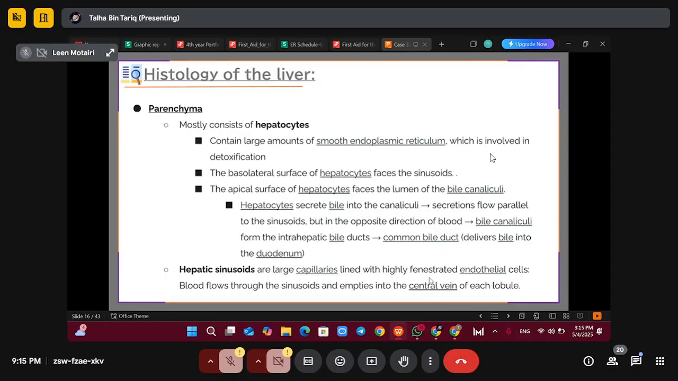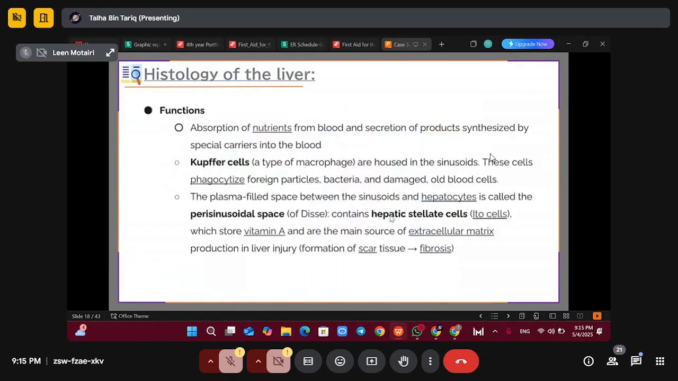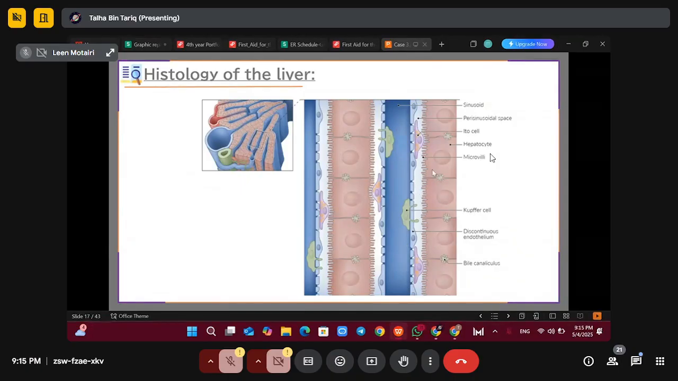The hepatic sinusoids are the large capillaries which are lined with highly fenestrated endothelial cells. As I said, there are a lot of fenestrations present. Why are there a lot of fenestrations there? So that there can be proper filtering of blood, so that the waste products, foreign materials, bacteria, red blood cells, anything can be filtered easily. Then blood flows through the sinusoids and empties into the central vein of each lobule. So let's see the picture. It will be very easy after that. So you see these are the hepatocytes, right? Now this is the sinusoid. So this is the sinusoid and these are the hepatocytes. So the basolateral surface is facing the sinusoids.